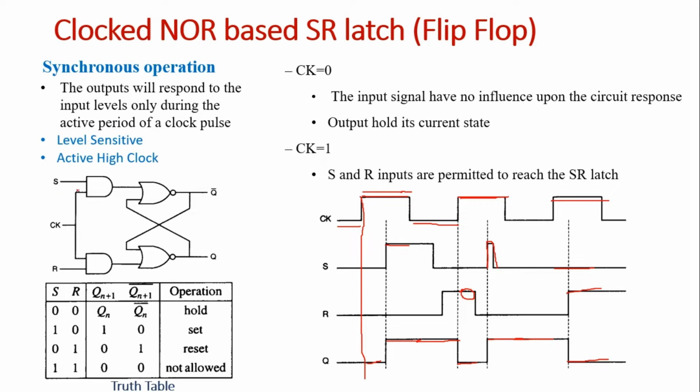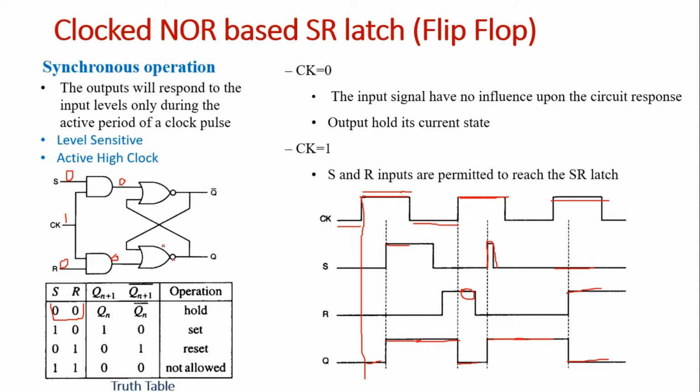This is the circuit diagram of the clock NOR-based SR latch. Here we have a clock signal which should be active high. So we are saying that this is active high and the value is 1. Now let us consider the first option, where we have inputs S and R as 0 0. So S is 0, R is again 0, and therefore the output of this is 0, and again here it is 0.